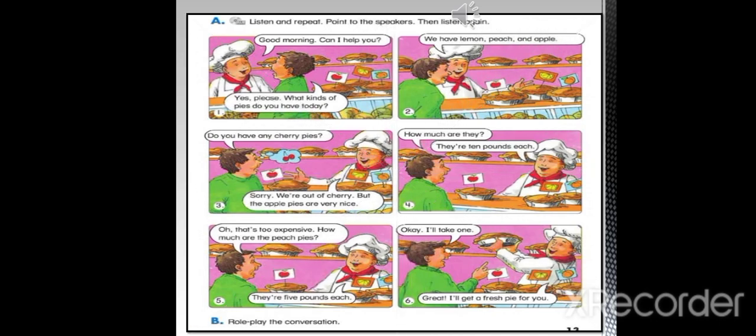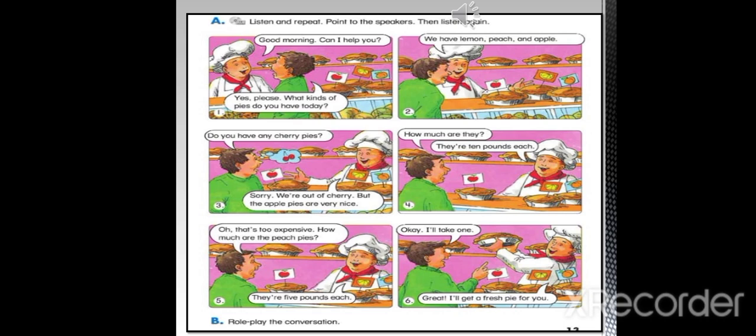Now, listen and repeat. Unit 3, page 13. Daily activities, conversation time. A, listen and repeat. Point to the speakers, then listen again.